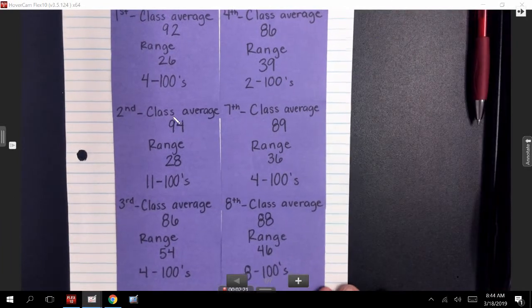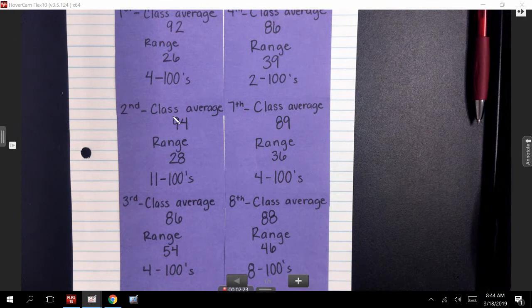This is just the statistics from the test. So, first period's class average was a 92. They had 4 100s. Y'all had the highest class average. Y'all also had an astronomical amount of 100s. This is huge, 11 100s in one classroom. That is awesome. I'm super, super proud of y'all.